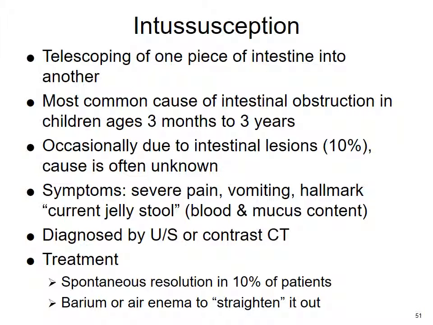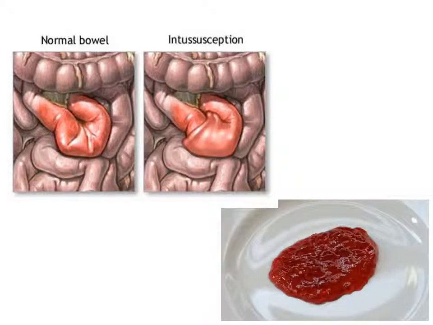It's diagnosed by ultrasound or contrast CT. About 1 out of 10 will spontaneously resolve themselves, and that's great when that happens. The good news is it doesn't usually require invasive surgery. Many times they can use a barium or air enema to straighten it out. So here's a little illustration for you of the telescoping intestine and then the currant jelly stool.